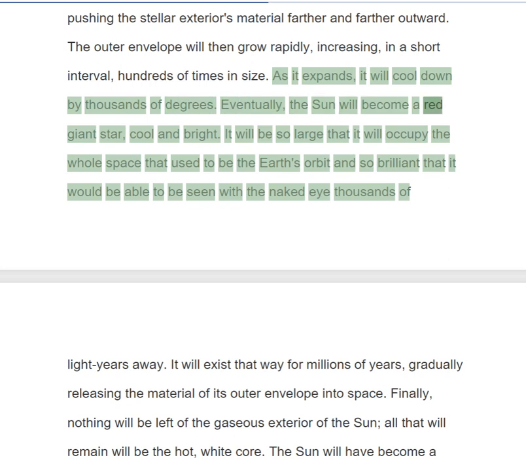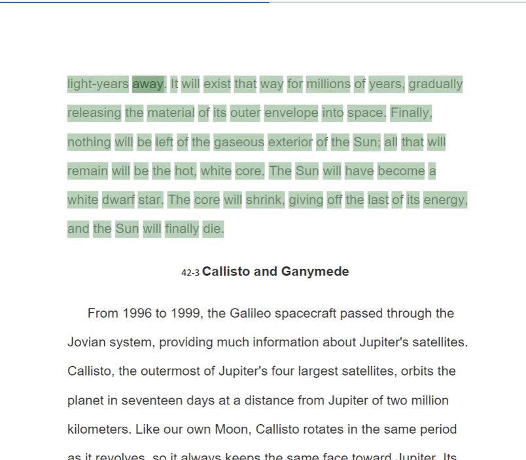Eventually, the Sun will become a red giant star, cool and bright. It will be so large that it will occupy the whole space that used to be the Earth's orbit and so brilliant that it would be able to be seen with the naked eye thousands of light years away. It will exist that way for millions of years, gradually releasing the material of its outer envelope into space. Finally, nothing will be left of the gaseous exterior of the Sun; all that will remain will be the hot, white core. The Sun will have become a white dwarf star. The core will shrink, giving off the last of its energy, and the Sun will finally die.